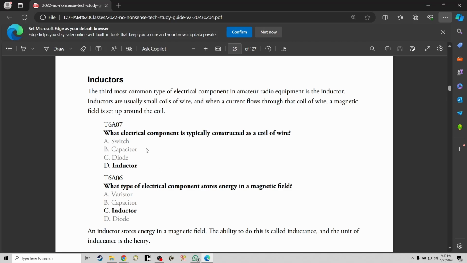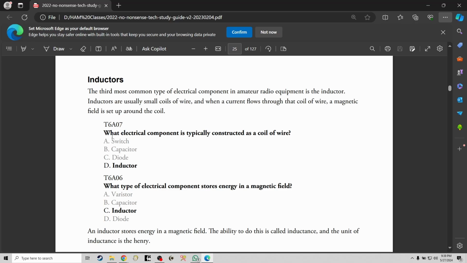I don't have an inductor around me. No, I do not. Wish I could show you guys an example of an inductor right now. Okay, maybe next time. Maybe I'll throw some in the chat.